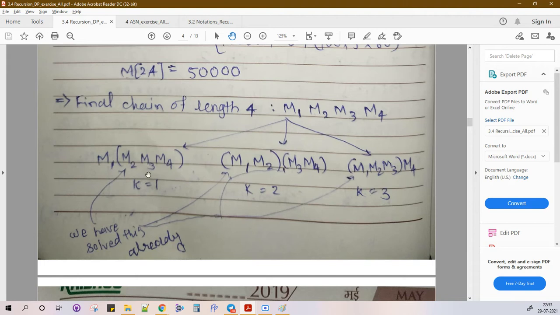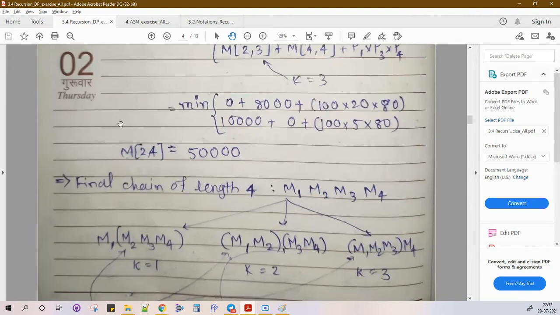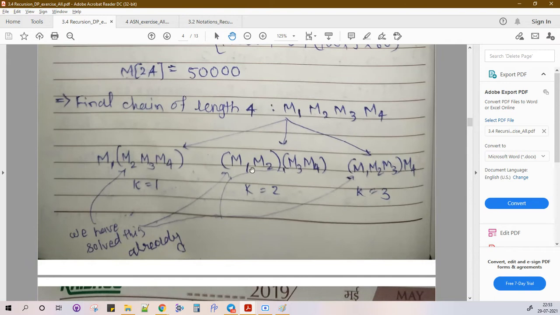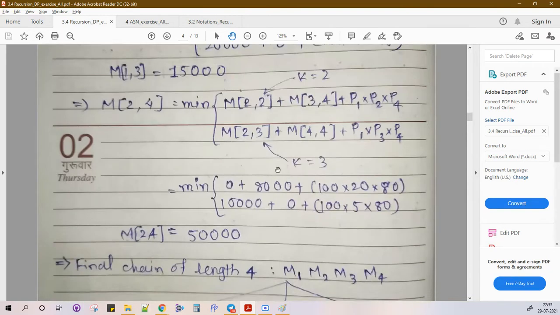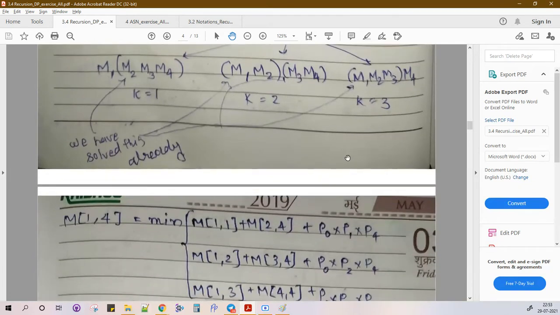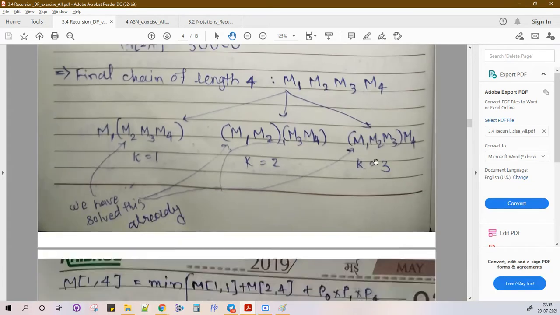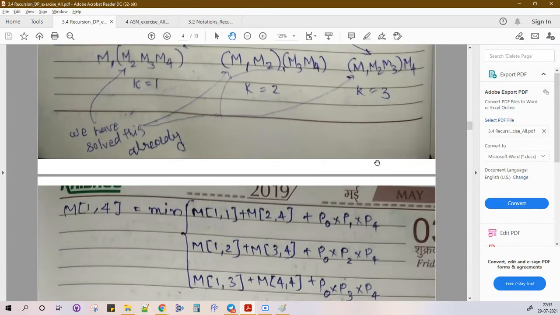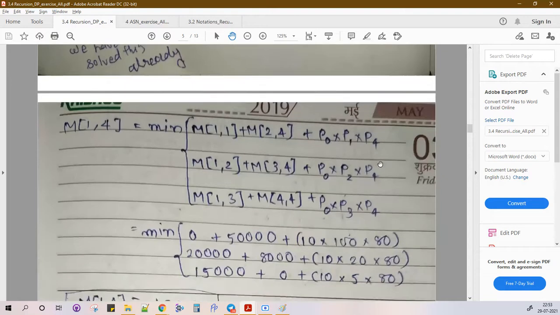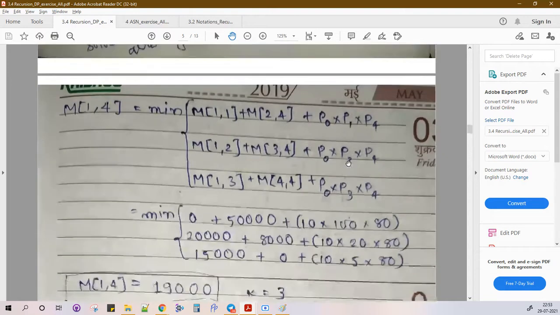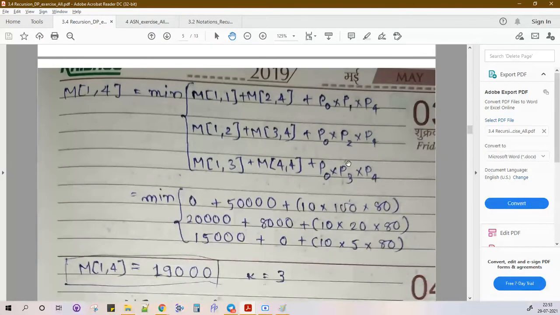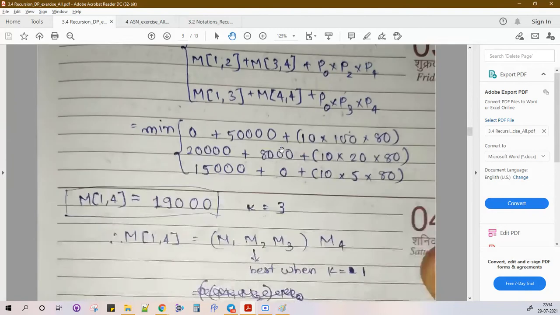And see, we have already solved this. What is the cost of m24? 50,000. What is the cost of m12? M34 we already solved. M13 we already know, 15,000, right? Now after grouping all this, we will know what the minimum cost is, right?